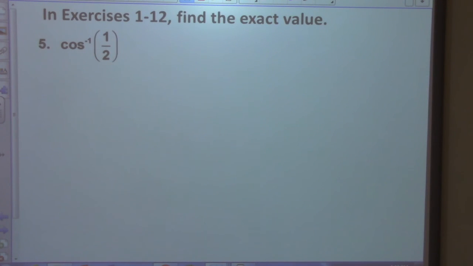So here we have inverse cosine of 1/2. What is this going to be? Is it 60 degrees, or pi over 3? Yeah, radians. Did you look that up off the unit circle? Is that how you did it? Okay, that's fair, that's what it is.